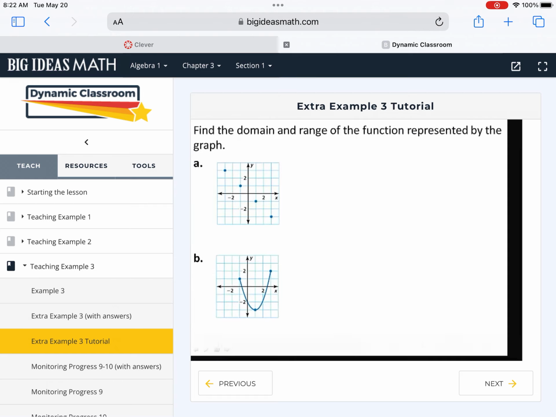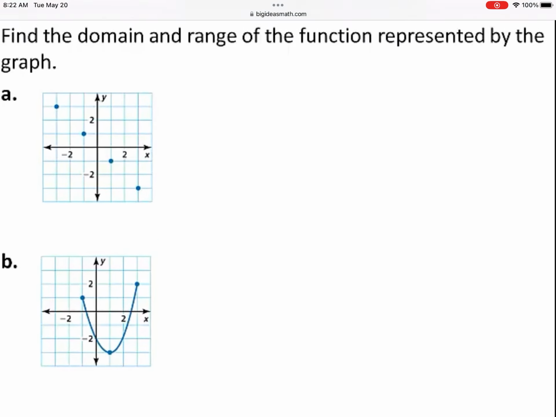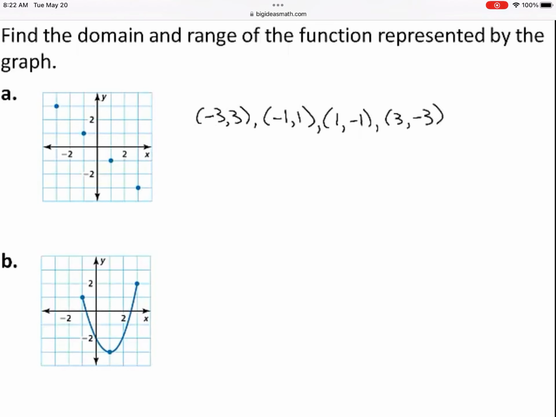Find the domain and range of the function represented by the graph. Part A. To find the domain and range of the function represented by the graph, you want to write the ordered pairs and identify the inputs and outputs. The ordered pairs are -3, 3; -1, 1; 1, -1; and 3, -3.